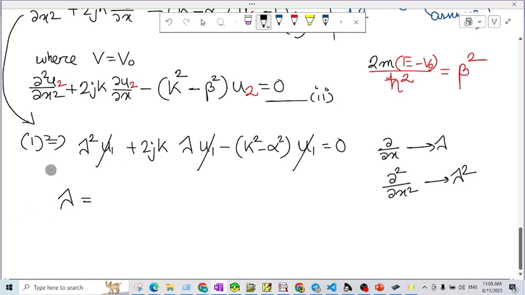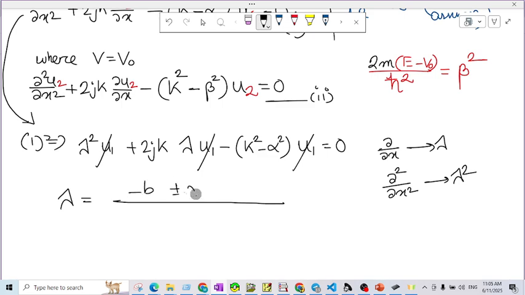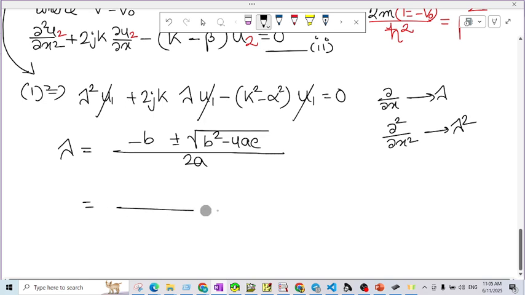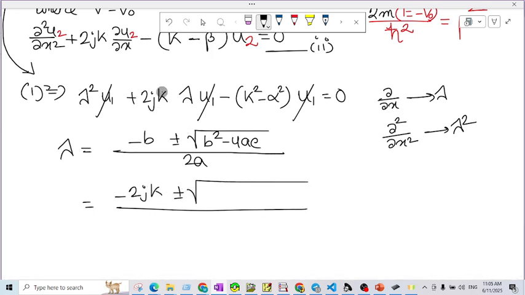So here we have a quadratic equation, right? And the formula is minus b plus minus square root of b square minus 4ac divided by 2a. So let's find lambda. So minus b is equal to minus 2jk plus minus square root of b square, so 4jk square, that means minus 4k square, then 4 into a is 1 and c is equal to minus k square minus alpha square.